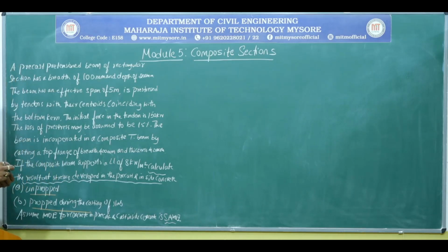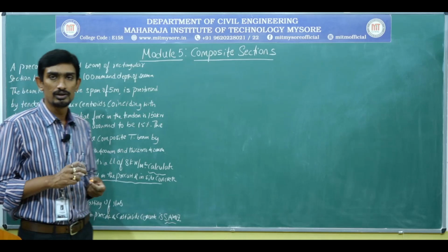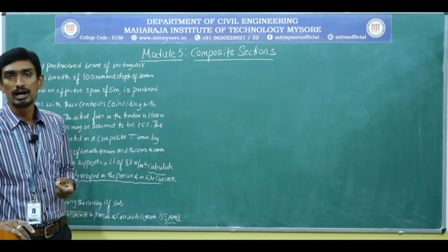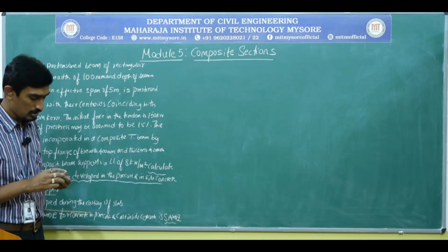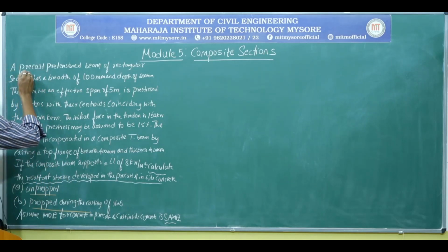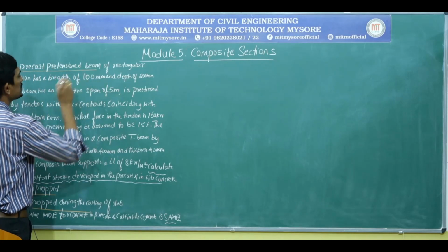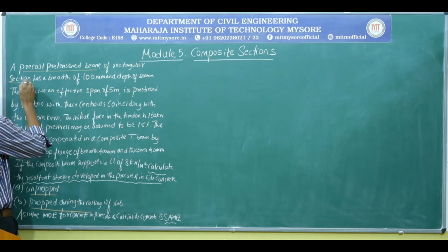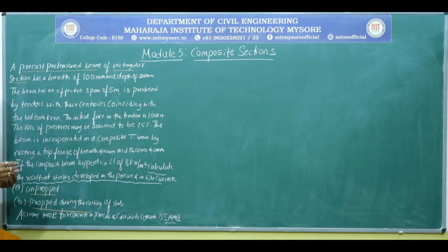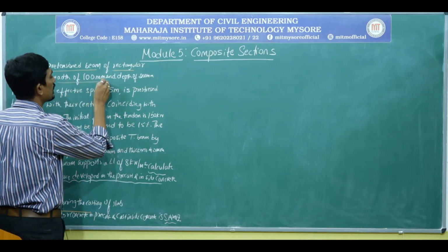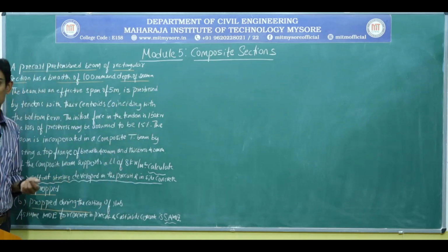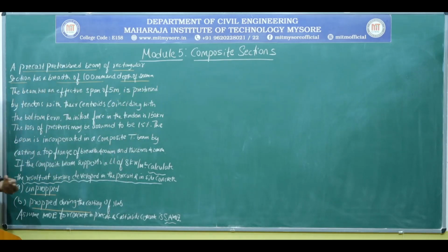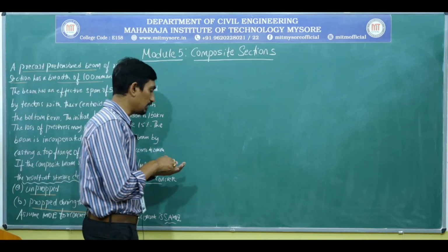As I stated, a composite section is made up of two things: the precast pretension beam and the cast in situ concrete slab. Please observe that the precast pretension beam is a rectangular section, so we need to be very careful. Its dimensions are 100 mm width and a depth of 200 mm. Let me write down the diagram.